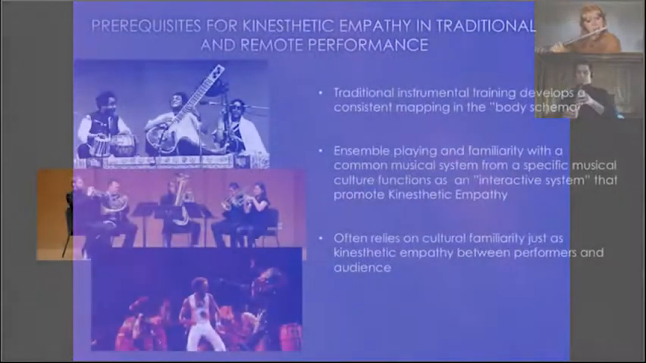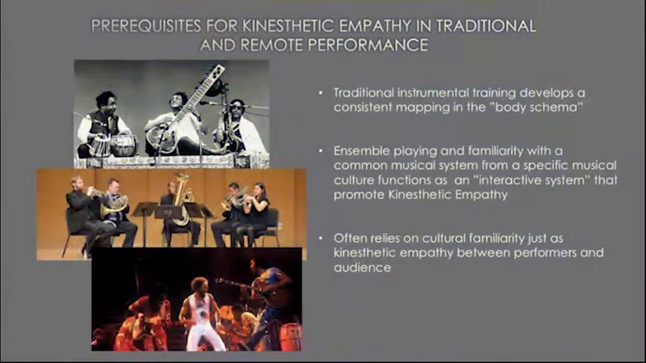Now, in thinking about how kinesthetic empathy is achieved, we realized that there were certain prerequisites we had not really considered. When learning an instrument, we train our body to react automatically. Just like driving a car, this knowledge lies in what is often referred to as the body schema. Though playing different instruments, members of an ensemble are familiar with various conventions, notation, and theoretical systems of their musical cultures as a kind of interactive system, and through this system they can achieve kinesthetic empathy.